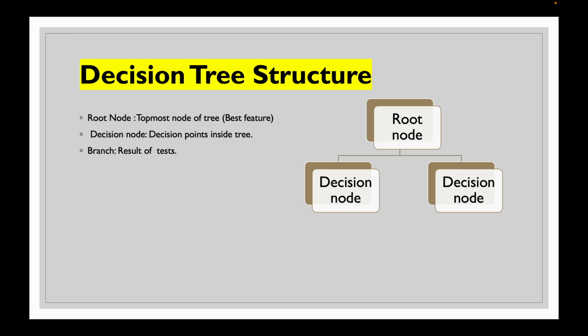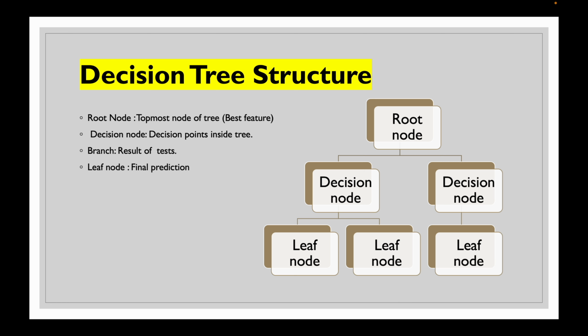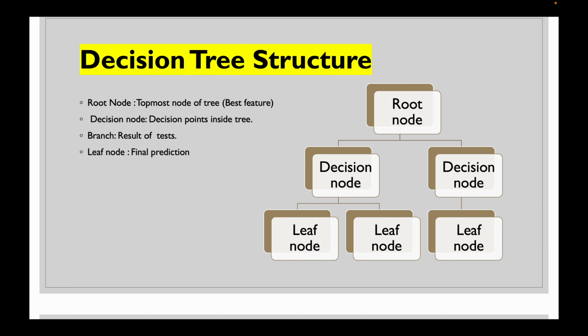Branches. A branch represents the outcome of test. It connects one node to another node. Leaf nodes. They are the endpoints of the tree, and a leaf node gives the final prediction or a decision.